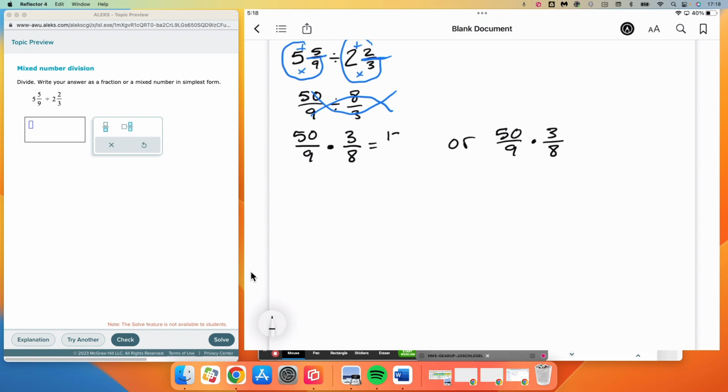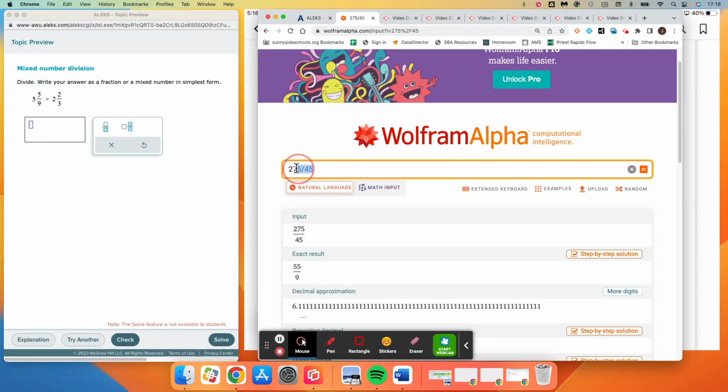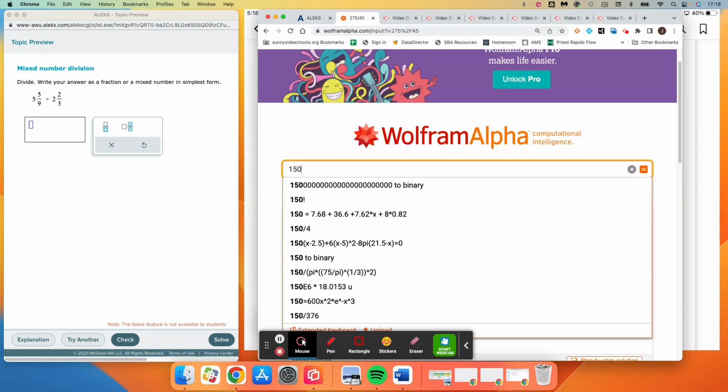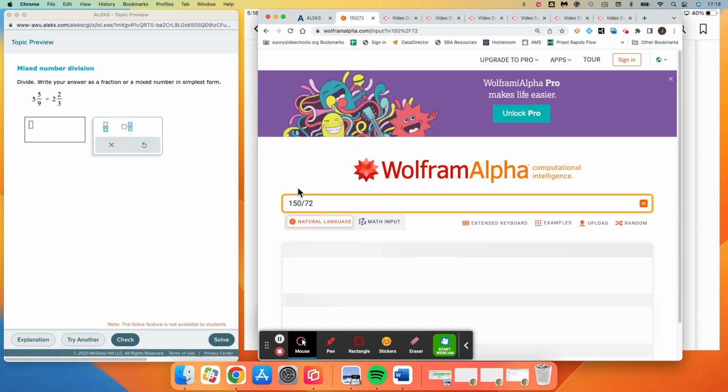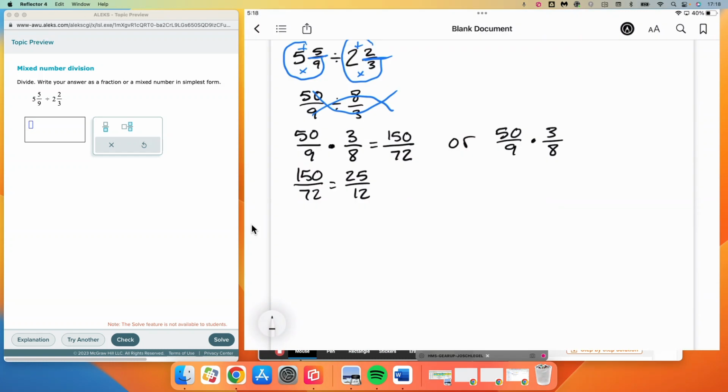So 50 times 3 is 150. 9 times 8 is 72. If I'm trying to figure out how to resolve 150 over 72, Wolfram will be a great tool. It gives me the exact result of 25 over 12. And so now I have 25 over 12. I could say, okay, how many times does 12 go into 25? 2. That makes 24. I have a remainder of 1 over 12.